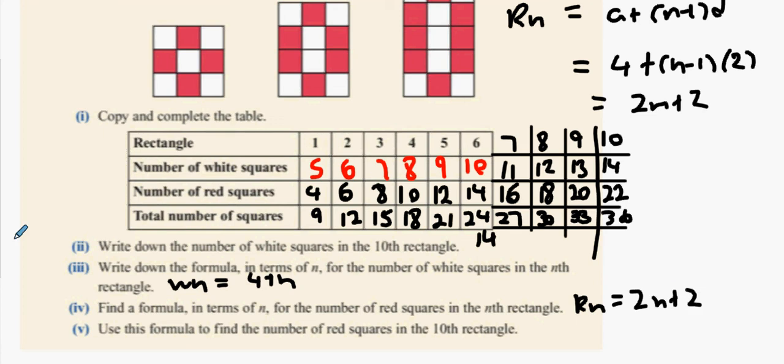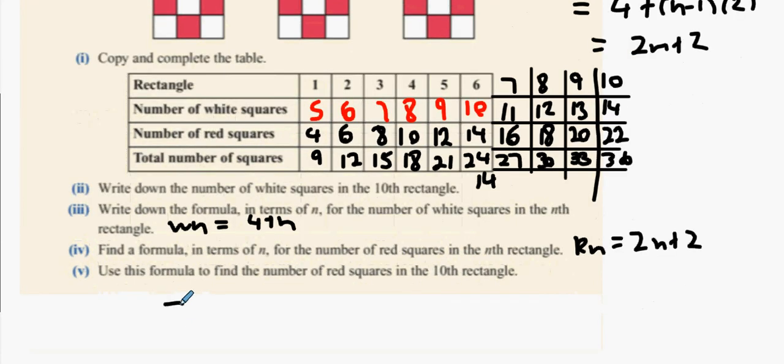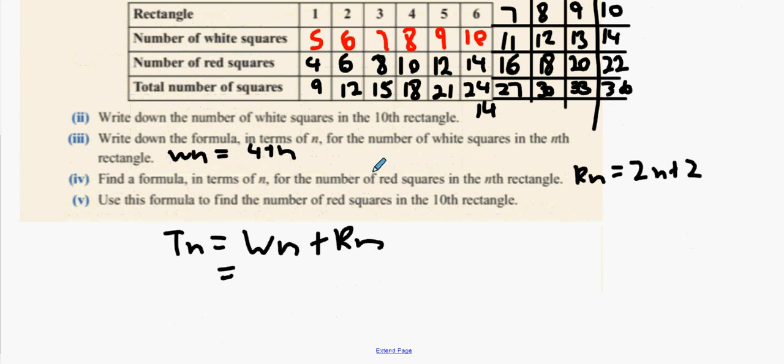Now there is a shortcut for part 5. For Tn, you can say that the total number of squares is the white squares plus the red squares. You don't have to do a brand new sequence if you don't want to. So what's n plus 2n? 3n. And what's 4 plus 2? 6. Did anybody get 3n plus 6 for the total squares? Alright. Now we're on to the next part, part 6.